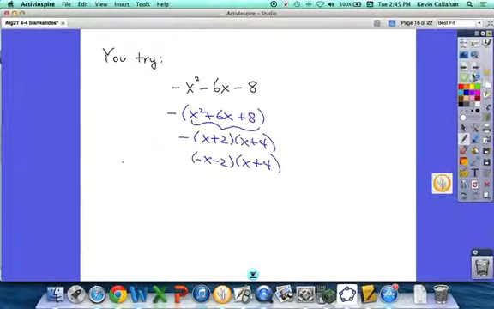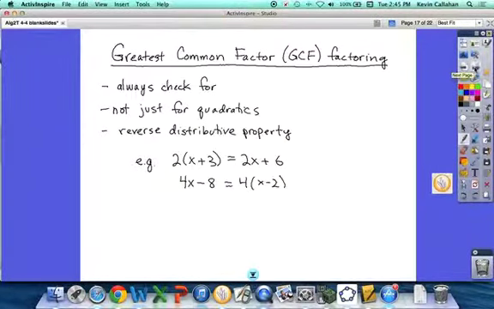Okay, that leads us to greatest common factor factoring, GCF. And the thing about GCF factoring is really important. Every time you're asked to factor something, the first thing you should look for is the greatest common factor. We use it not just in this chapter on quadratics. In the next chapter on polynomials, you use it too. So for higher degrees, x to the third, x to the fourth, x to the fifth, you still look for greatest common factor.